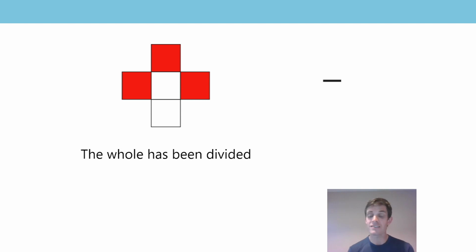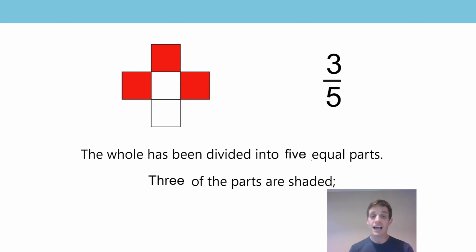The whole has been divided. So that means you should have done your division bar. So the whole has been divided into 5 equal parts. So the number 5 should have been put underneath the division bar. And 3 of the parts are shaded. So your 3 should be above the division bar. So that is 3/5 of the whole has been shaded.